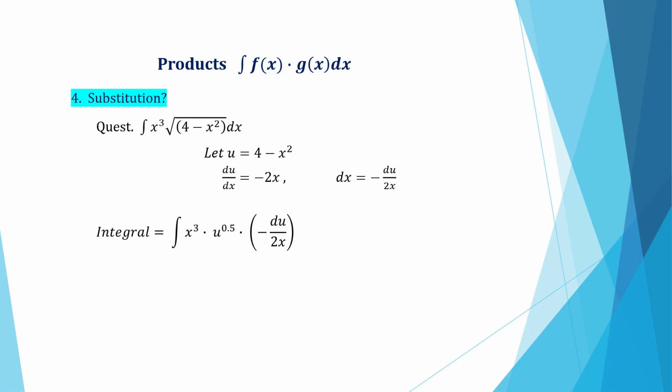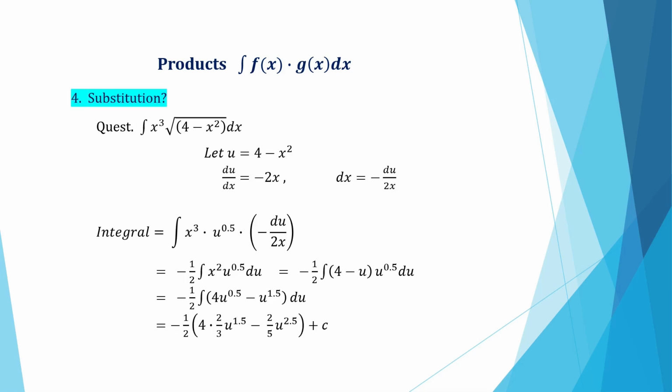Sometimes it pays not to change all the x's in the first line of working. Here, if we tidy up those x's, we get an x squared, and we can go back to our let u equals to replace that x squared with 4 minus u. Multiply out the bracket, we have two integrals. And then all that remains to do is replace u with 4 minus x squared and tidy up the constants.